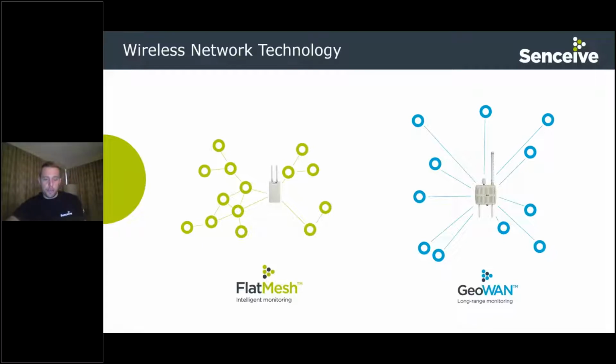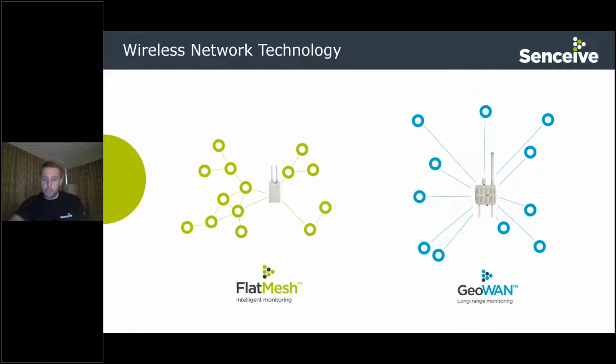So each node can also act as a repeater and send the data back to the gateway. It'll find automatically the strongest path to get the data back. If for some reason one of those paths is blocked, it'll find another route to make sure you're always getting data, and the nodes will talk to each other.